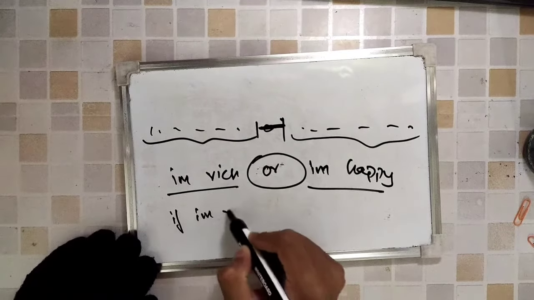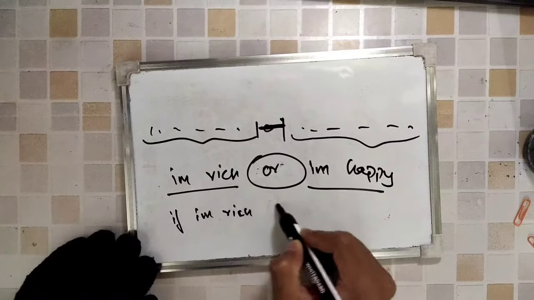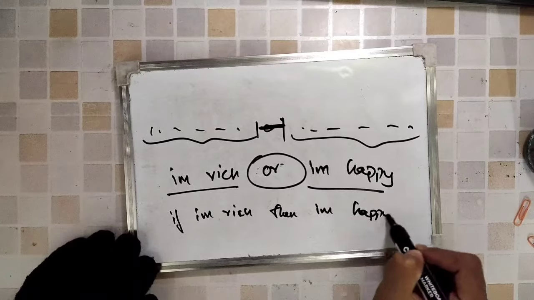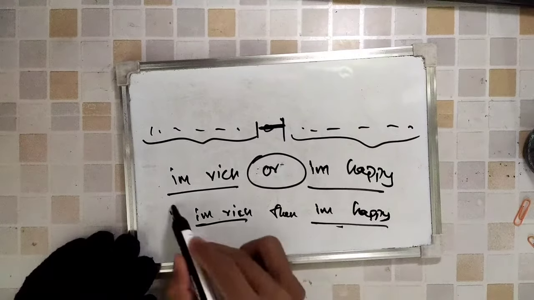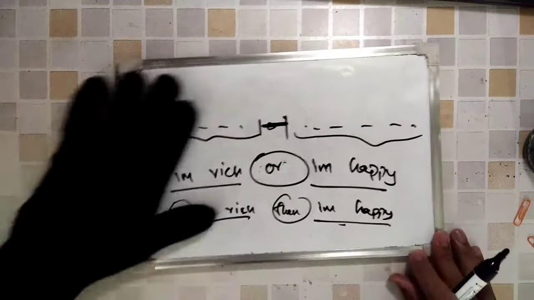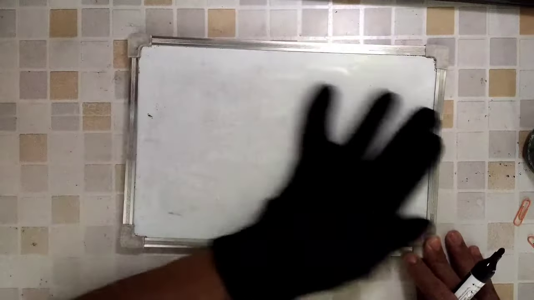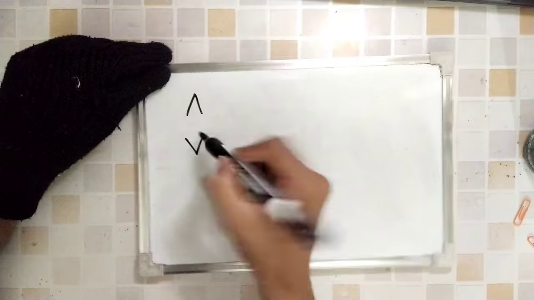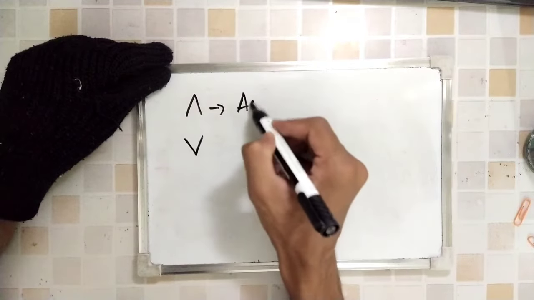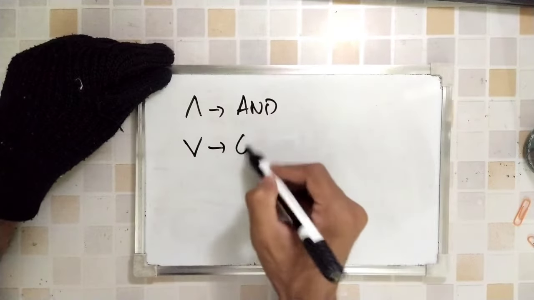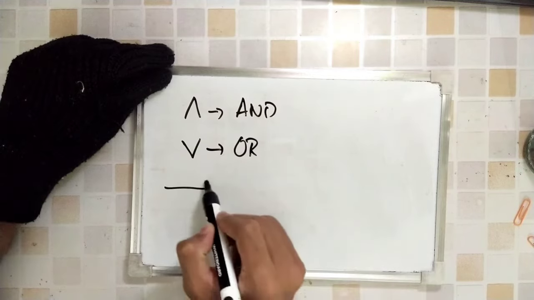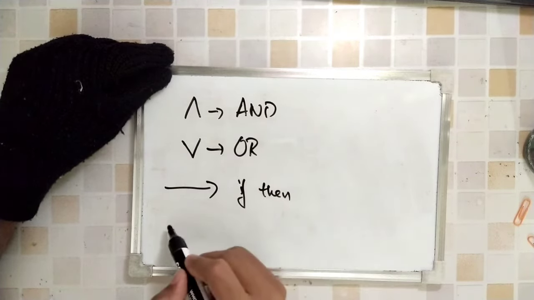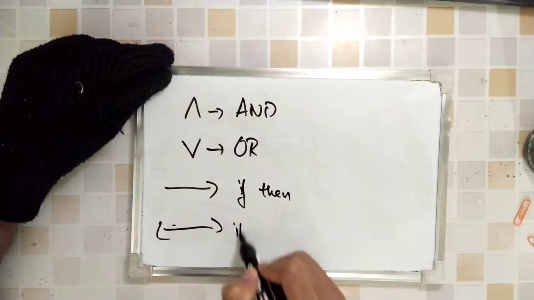If I am rich, then I am happy. So same statements, another logical connective. There are many logical connectives. So straight away, let me just write. This symbol is for logical and. This symbol is for logical or. Then this symbol is if, then. And this symbol is if and only if.